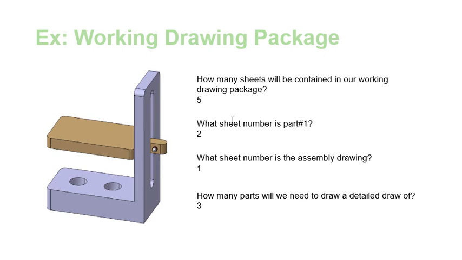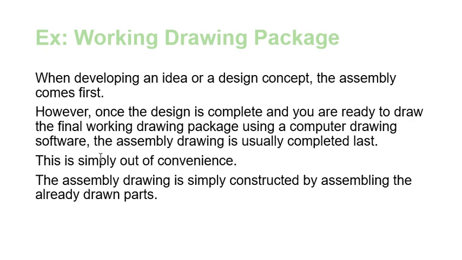Then what sheet number is your part number 1? The first assembly drawing is the first sheet, so sheet number 1. The second sheet is your part number 1. The third sheet is your part number 2. Part number 3 is your fourth sheet, and the fifth sheet is your part list. So that's pretty easy to write everything down in there.